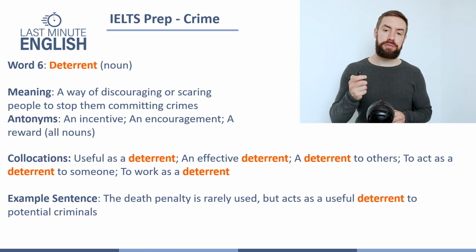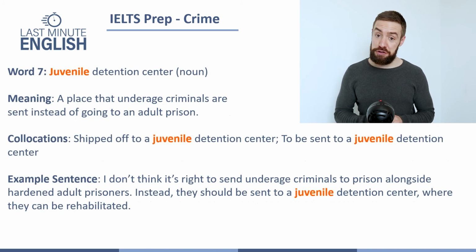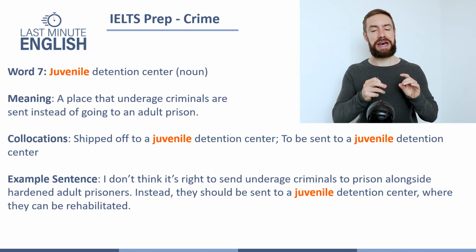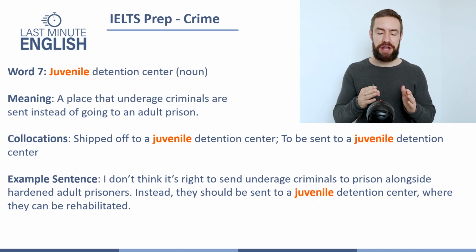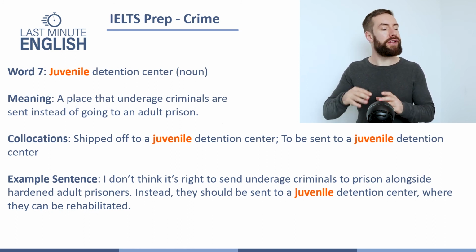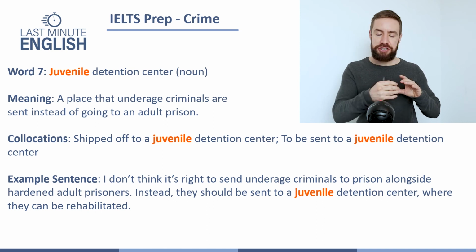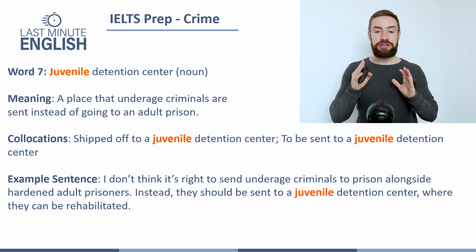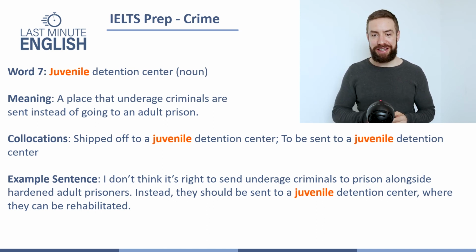And then finally, we move to 7, which is a juvenile detention center. So that missing word is juvenile. That means someone who is young. And so we know that it is the type of prison, but not for adults, just for children. So, juvenile detention center, if you got it, if you guessed that correctly, very good job.